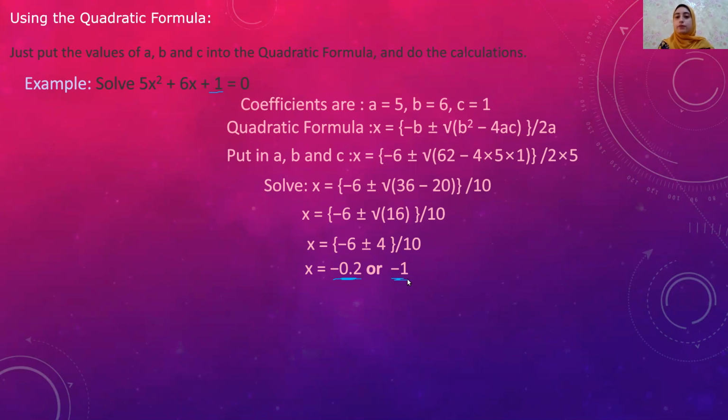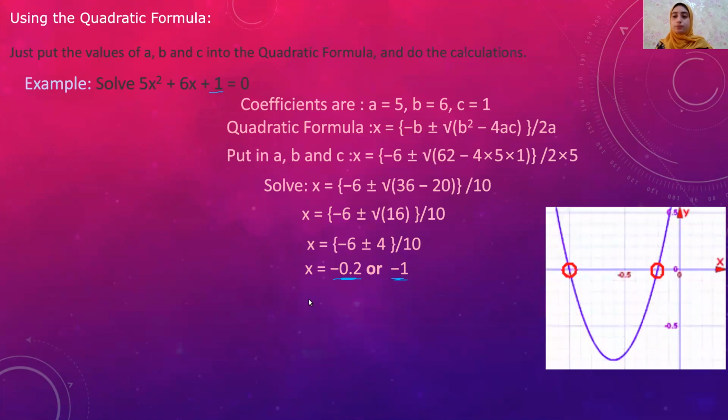Now, negative 0.2 or negative 1, I wanted to know about these solutions. Discriminant more than zero means two real solutions, equal to zero means the same solution, or complex numbers. Now I want to show you the graph of this equation. These are called the roots of the equation: negative 1 and negative 0.2.